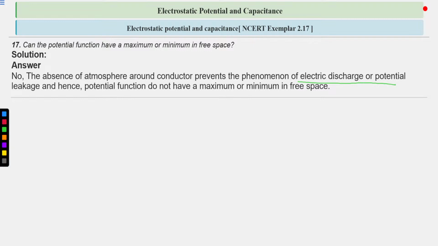If there is zero electric field in the atmosphere, it means dV by dr is equal to 0, which means potential is not changing; potential is constant throughout. So there is no maxima or minima in the space. Even if potential is varying, it is varying smoothly, so there is no sharp maxima or minima present in free space. Either potential is constant or varying smoothly.